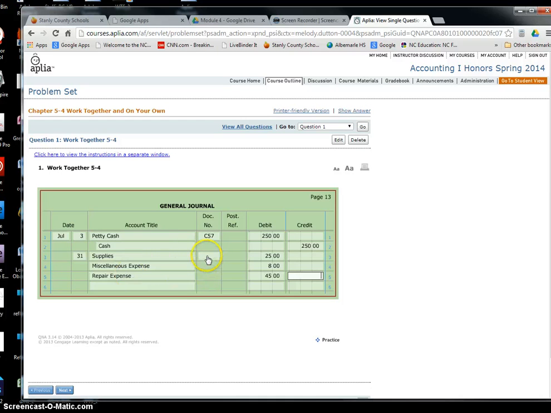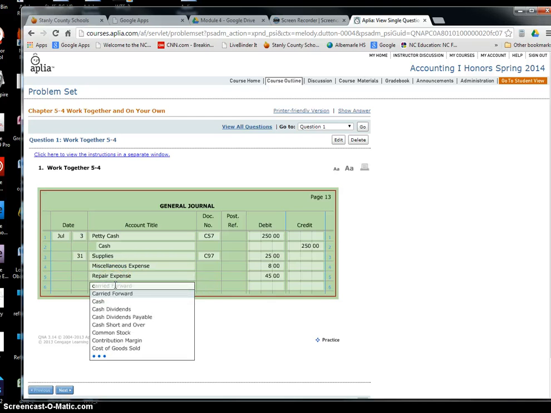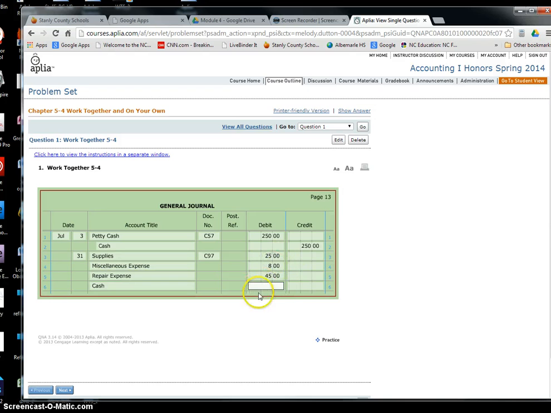Okay, so I have to take another check, and in this case this one's going to be check 97, and I have to take money out of the cash account, and I have to put that, whatever I spent, in this case $78, will come out of cash.